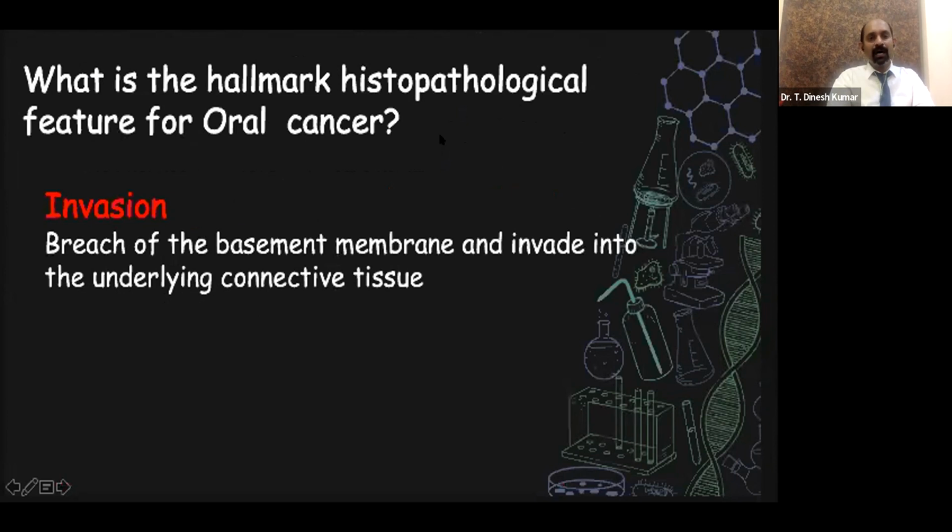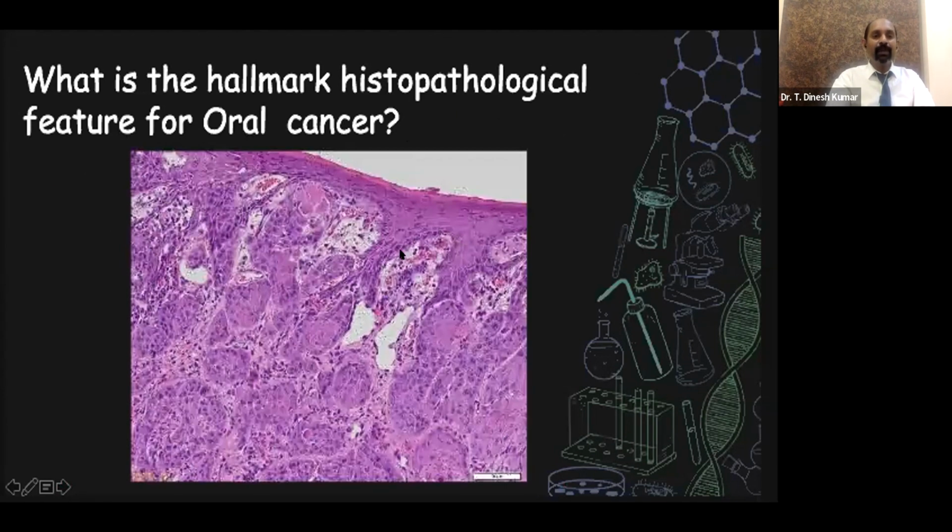So what is the hallmark of the histopathological feature of oral cancer? Although all these changes are happening within the epithelium, we will only name them dysplasia. They have not yet been called squamous cell carcinoma. The stage when we call it oral squamous cell carcinoma is when the basement membrane is broken down and the epithelium enters into the connective tissue. You can see islands of this epithelium which have entered into the connective tissue.